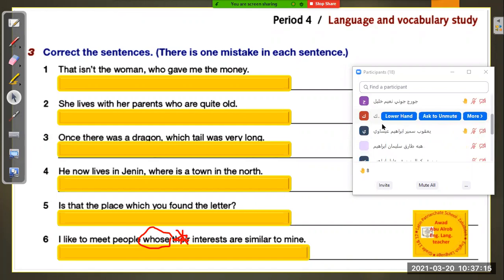Okay, continue the other one. Once there was a dragon which tail was very long. Once there was a dragon whose tail was very long, without comma. Okay, Yaqub.